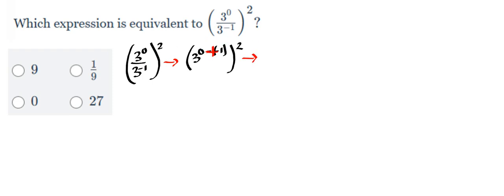So in the next step, I'm going to write parentheses, 3 to the power of 1. Again, 0 plus 1 is 1. Close the parentheses, and then we have a power of 2. And now it looks relatively simple. Power inside, power outside, we're actually going to multiply 1 times 2. So I've got 3 to the power of 1 multiplied by 2. And then 1 times 2 is 2, so we have 3 squared. And that's going to be this one right here.